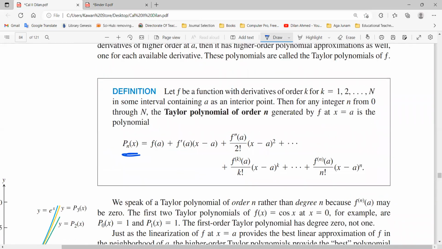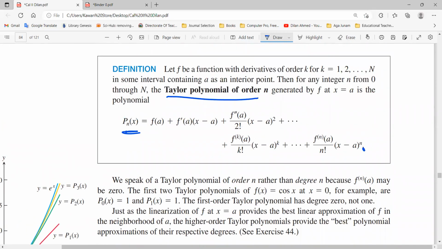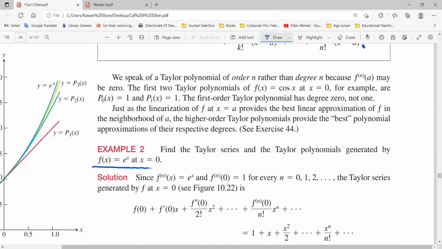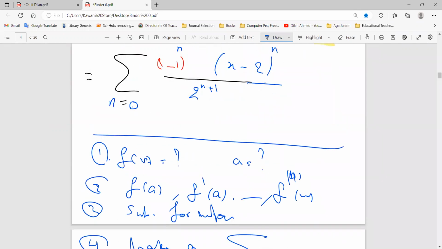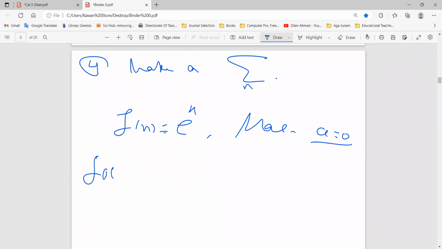This is just called a Taylor polynomial, no more. What's the difference between this formula and the other one? It's just that we have an endpoint. Look, find the Maclaurin series of f of x equal to e to power x. Maclaurin we know. a is equal to what? 0. So how do we do it? First, we need to select what f is and what a is. The second, find f of 0.